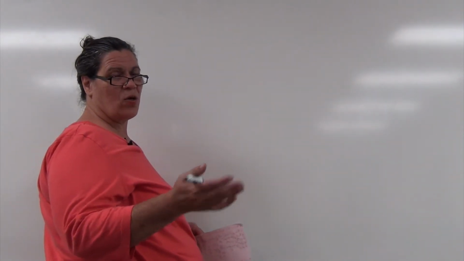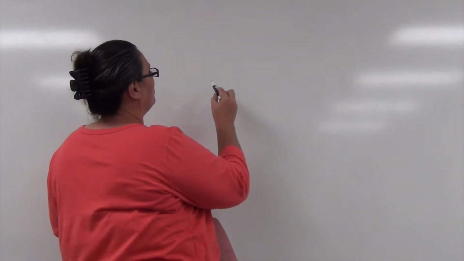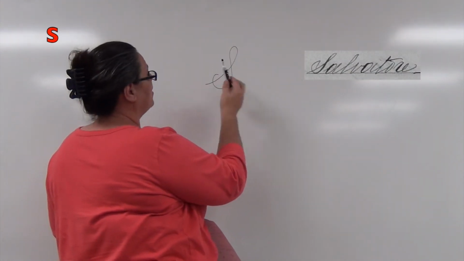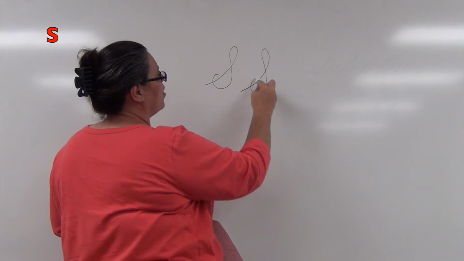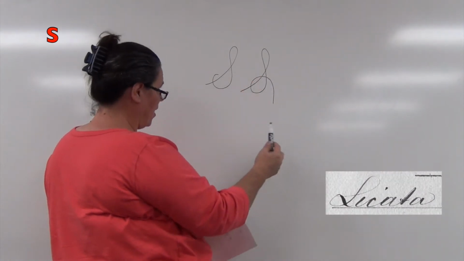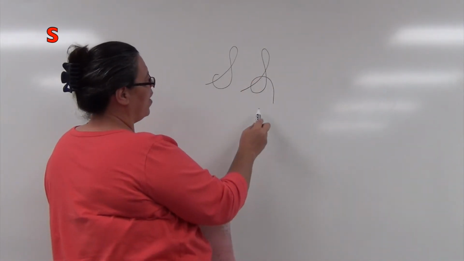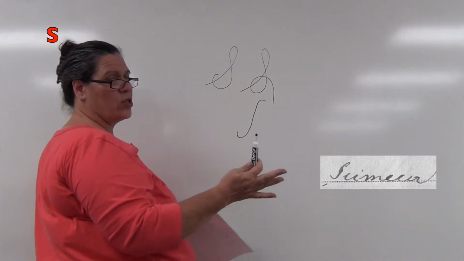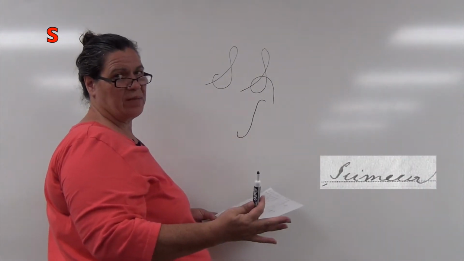Remember, we did S earlier with the L's. If it comes to the left and stops, it's an S. If it crosses back over, it's an L. And once in a while, you might get an S that is almost straight. There isn't much to it.